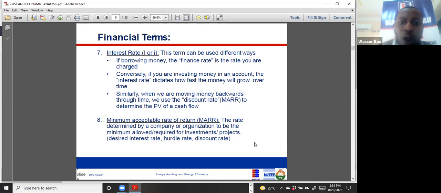Then there's also what we call minimum acceptable rate of return. It is the rate determined by a company or organization to be the minimum allowed or required for investment. This is what I just explained now. If you're a contractor and I give you a job of 100 million, and I'm telling you that the profit is only 1 million, I bet you will not do it because that is about 1%.